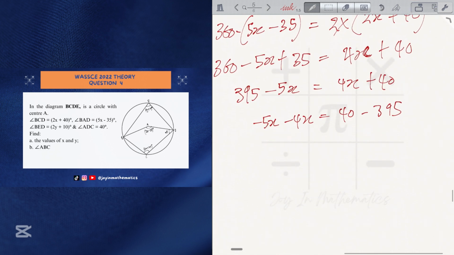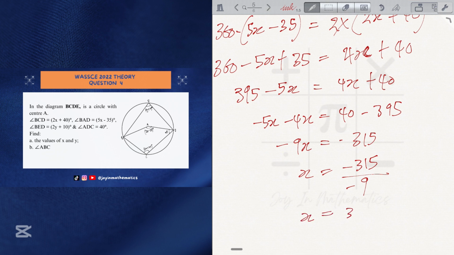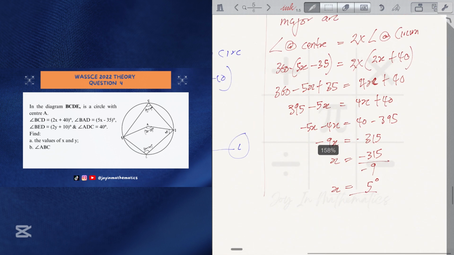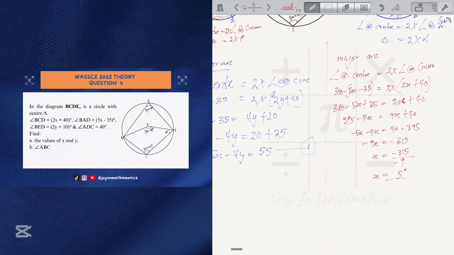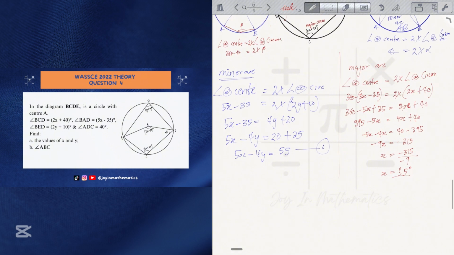So with this, we'll have minus 9x is equal to 315, and we will have x to be equal to minus 315 divided by minus 9. So x is equal to 35 degrees, that's the units. Now if x is equal to 35 degrees, what is the value of y?